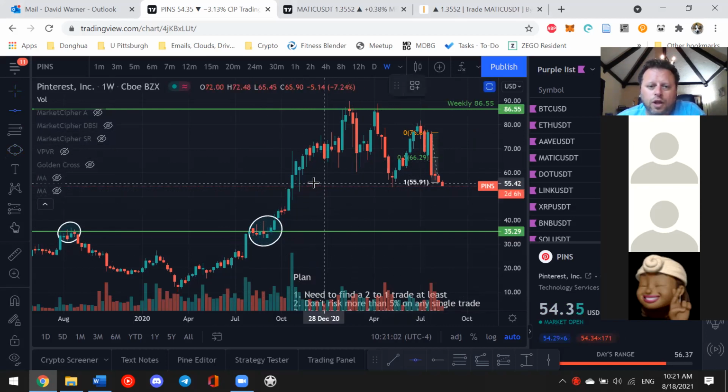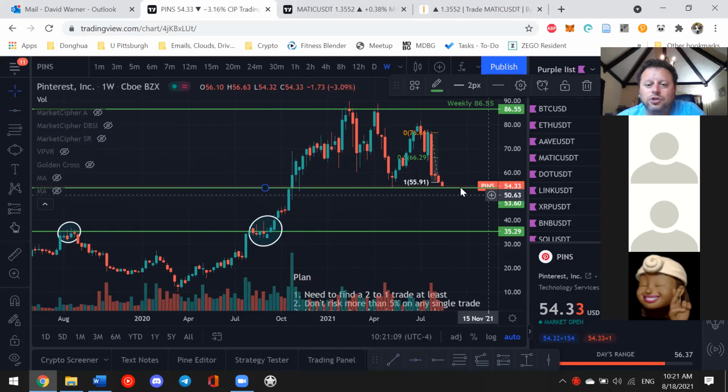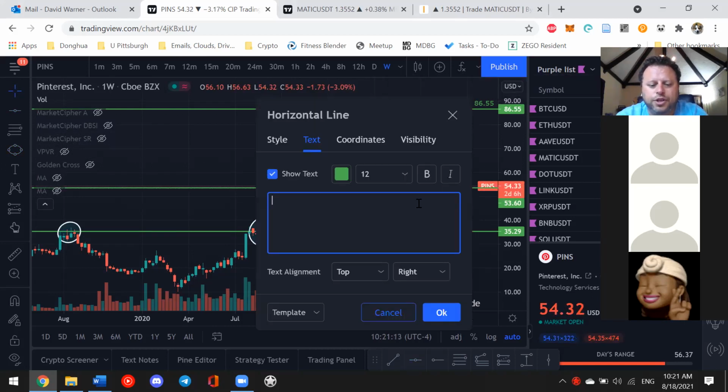So we want to look for more lines. You know, here it went down and back up. So that's a possibly important level. And if you see, we're actually at this level again right now. So again, we always want to label this weekly. That is 54.32.